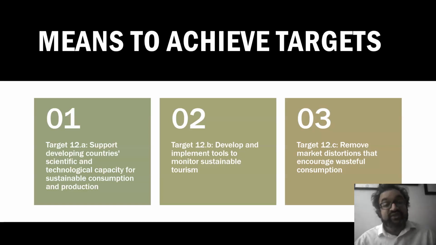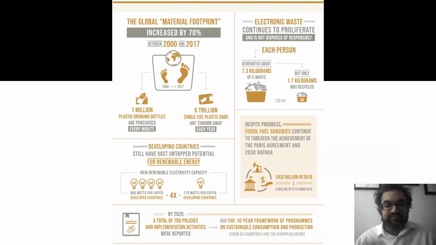So what are the means to achieve targets? Number 1, supporting developing countries' scientific and technological capacity for sustainable consumption and production. This is especially important because in order to have advancement and development, there is a need for scientific and technological advancement. Number 2, developing and implementing tools to monitor sustainable tourism. And then finally, removing market distortions that encourage wasteful consumption.